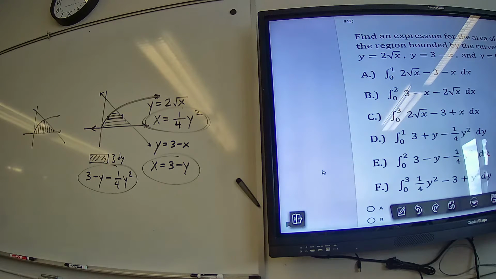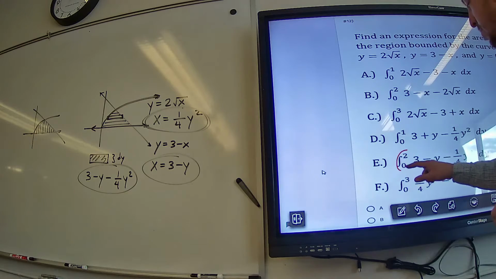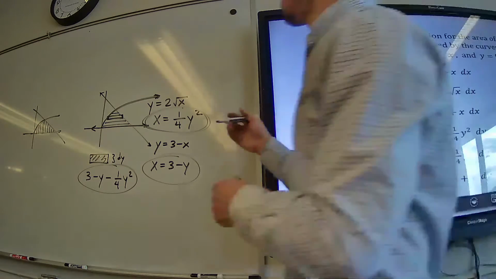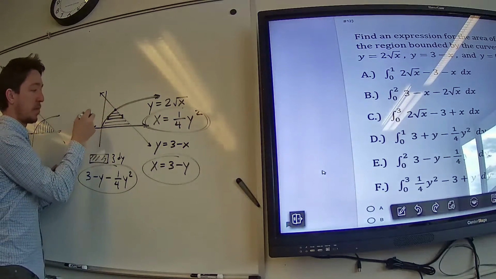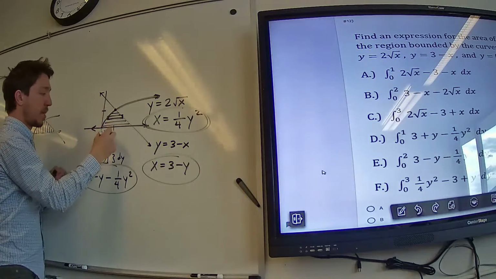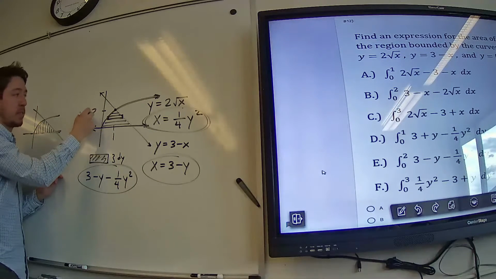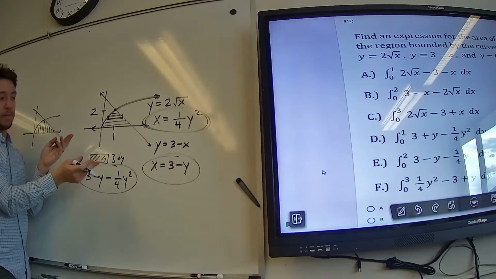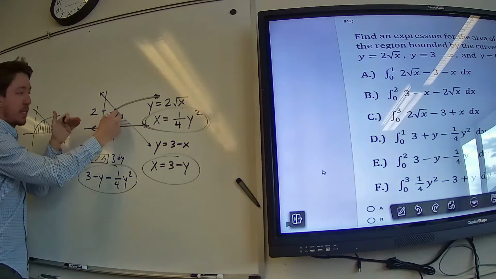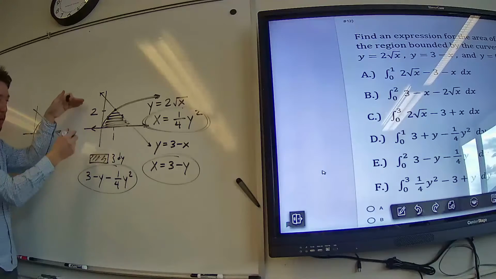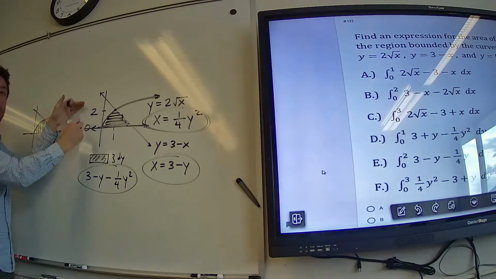choice E. And do we see why we're going to a y value of 2? The bound is important because where do they cross? They cross when x is 1 and y is 2. Do we see that? So if I'm going this way with my integral, if I'm slicing horizontally, then I need to go from 0 to 2.